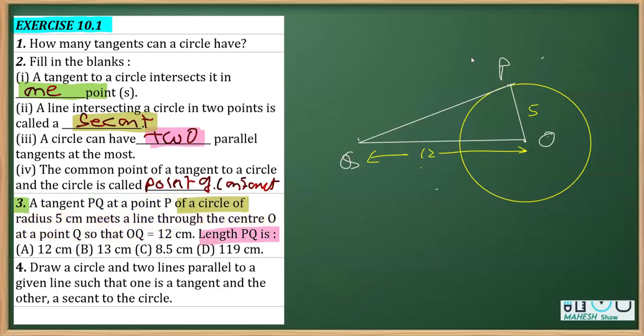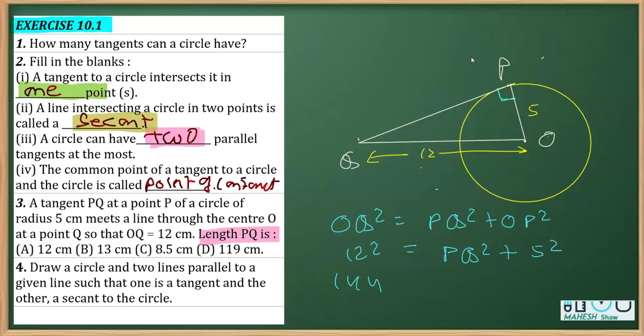All right. To get the length of PQ, what you need to remember is that the radius is perpendicular to the tangent at the point of contact. So we can say that the side opposite to the right angle is called the hypotenuse. So we can apply Pythagoras theorem over here: OQ square is equal to PQ square plus OP square. Now let's plug in the values. OQ is 12, so it's 12 square. PQ is what we have to determine. And the length of OP, which is the radius, is given as 5.